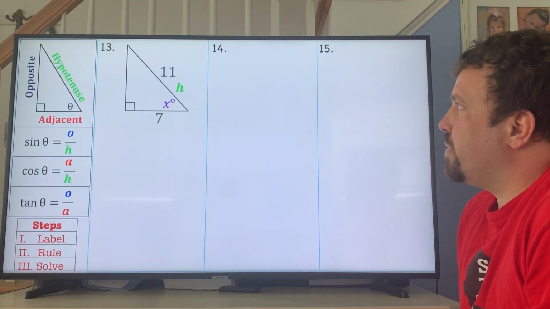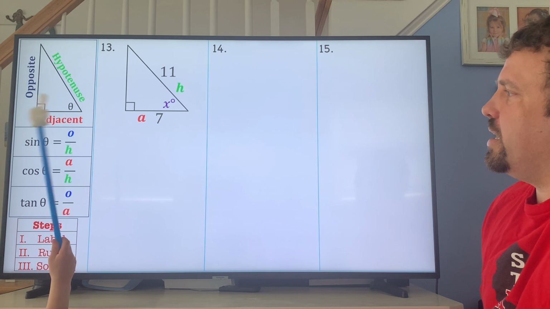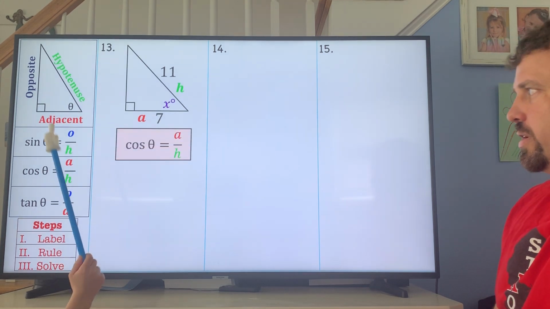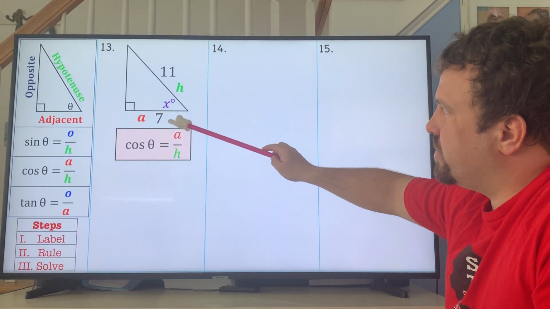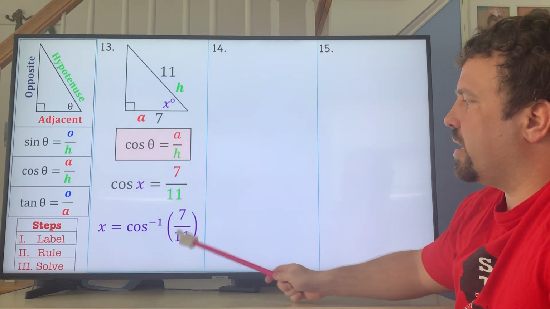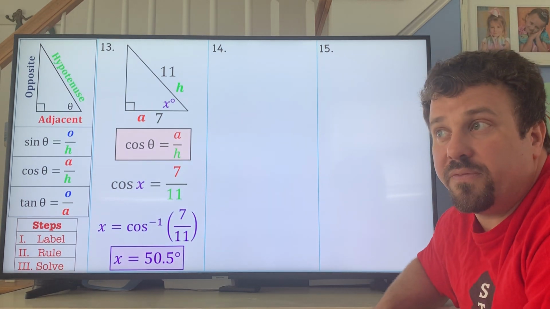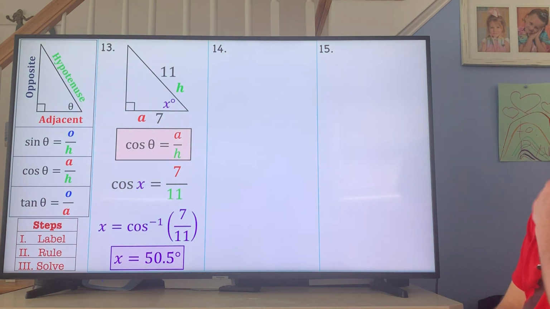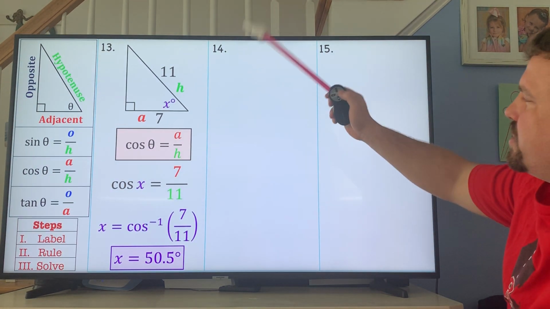Hypotenuse, adjacent is cosine. Cosine x equals 7 over 11. Cosine inverse of 7 over 11 equals 50.5. Number 14.